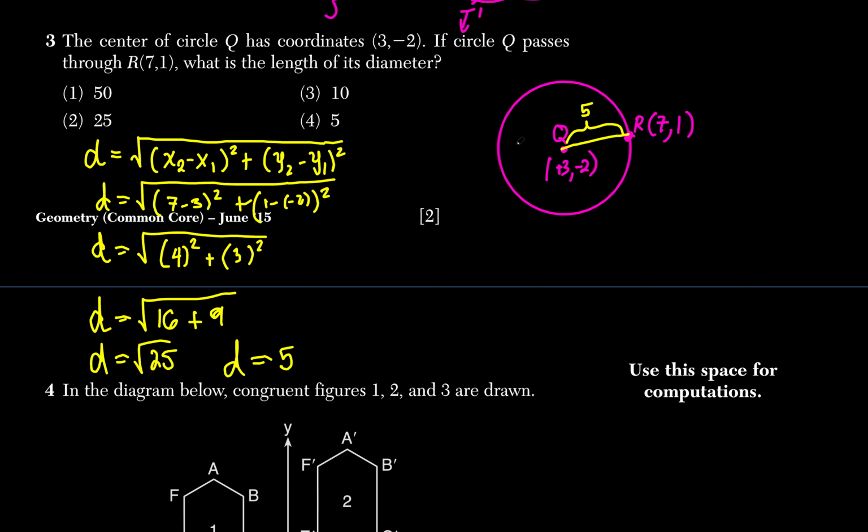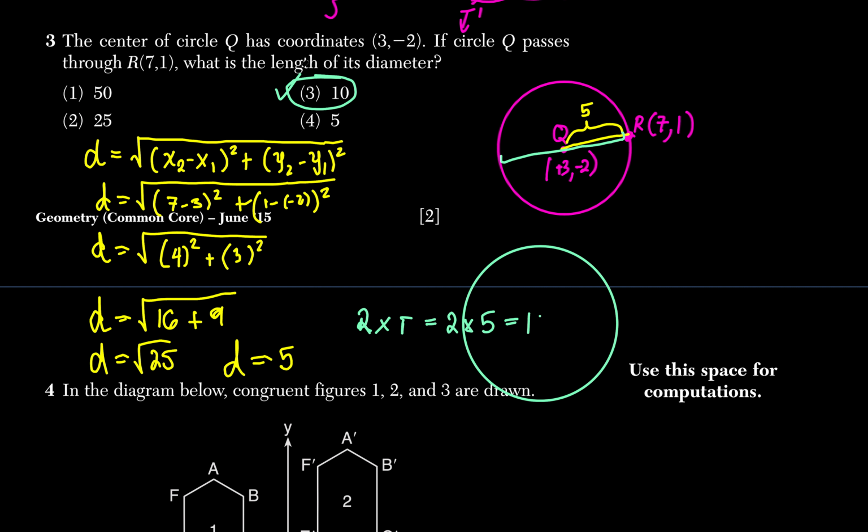Now we know that the diameter is always twice the radius. So if the radius is 5, then the diameter from here to here must be 2 times 5. So 2 times the radius, which means 2 times 5, would give us 10. Therefore, choice 3 is the correct answer.